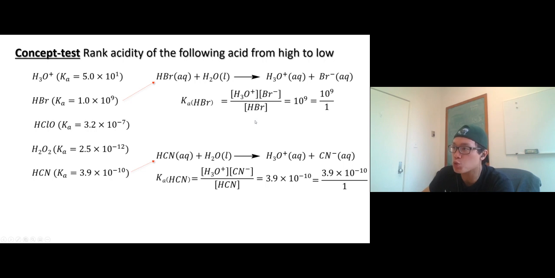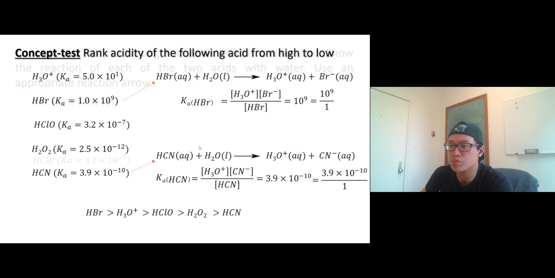All right, if we have to rank it, HBr the first one for sure, 10 to the 9th, followed by hydronium ion 10 to the 1st, 10 to the 7th. So we said hypochlorous acid, right? HClO. What else we got? Hydrocyanic is 10 to the negative 10th, and the weakest one is hydrogen peroxide. Hydrogen peroxide can act like an acid too, okay, but it's a really weak acid.